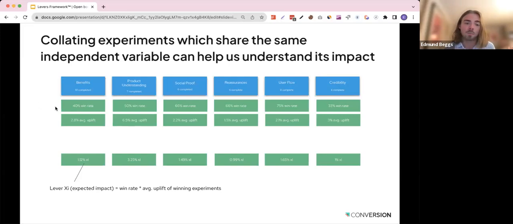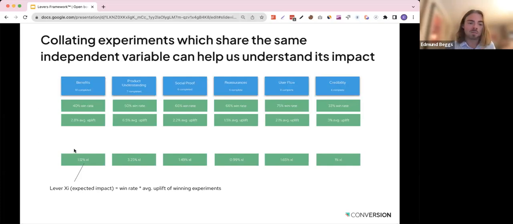So here we have a real example of some experiment data that's been gathered at pretty realistic and attainable levels. Each lever has, you can see there, between 6 and 10 experiments that have been run under it. So it's not perfect data, but by grouping them together, we're starting to get a better sense of what the win rate might be for each of those categories and what the average winning uplift is likely to be.